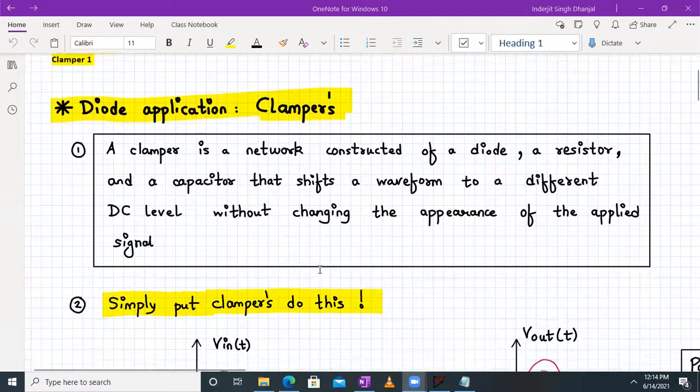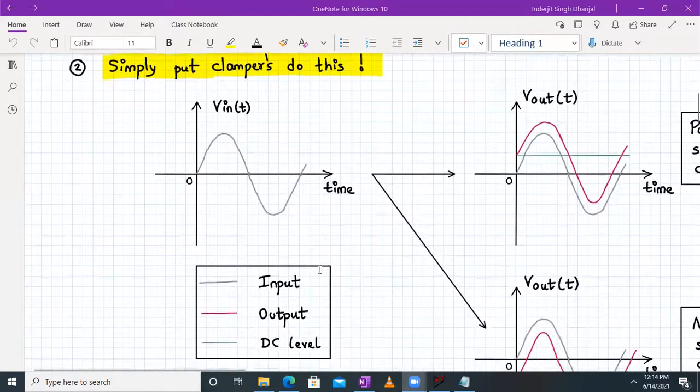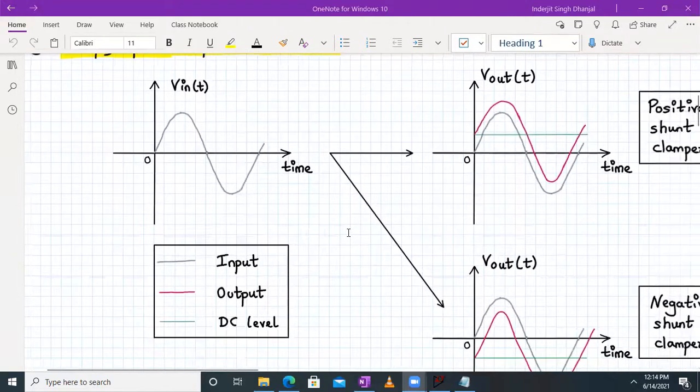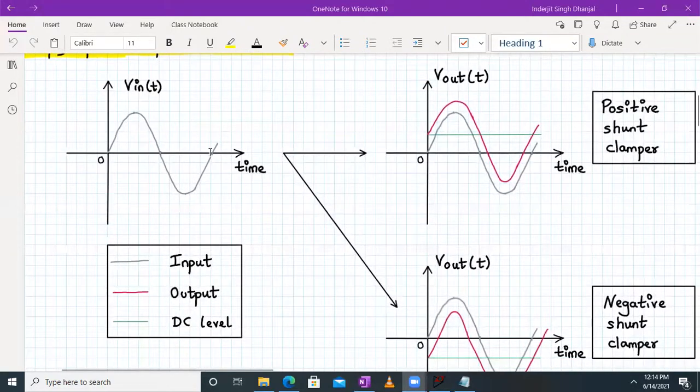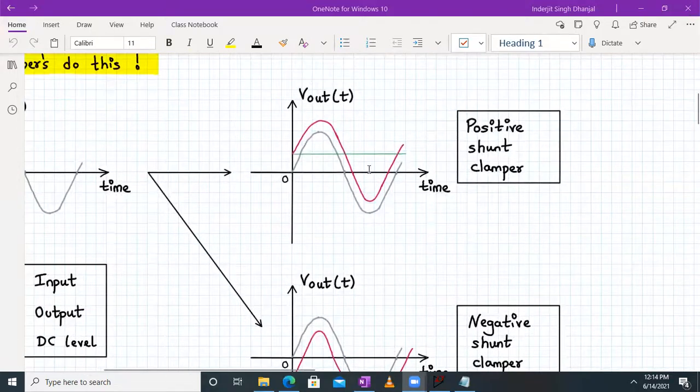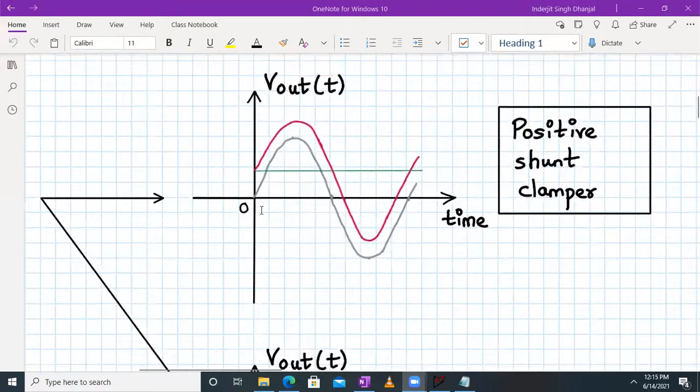So let us look at what the clamper does. Simply put, we have our input waveform like this, and this is what the output waveform looks like. The gray one is my input and the magenta one is the output. What do you see over here? The output waveform has been shifted above by a positive DC level.